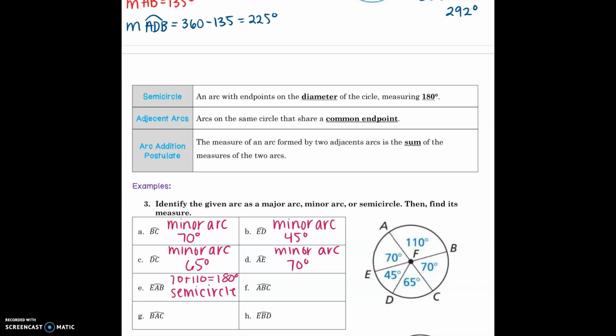Next we have ABC. So again, it starts at A, goes through B, and ends up at C. We're going to add our two minor arcs together to find the measure of our arc ABC. So we have 110 plus 70, which again gives us 180 degrees. So we know this arc is a semicircle, and we can say segment AC is a diameter of the circle.